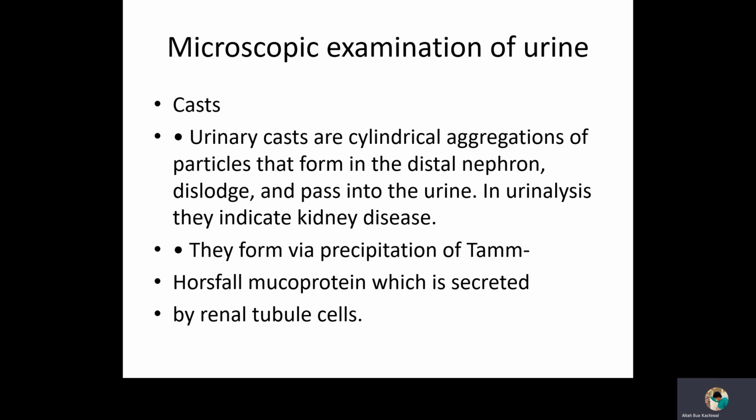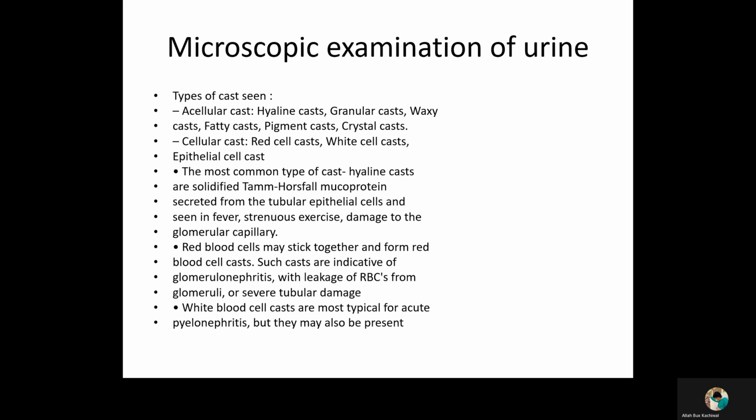Urinary casts are cylindrical aggregations of particles that form in the distal nephron, dislodge, and pass into the urine, and urine analysis indicates kidney disease. They form via precipitation of Tamm-Horsfall mucoprotein, which is secreted by renal tubule cells.